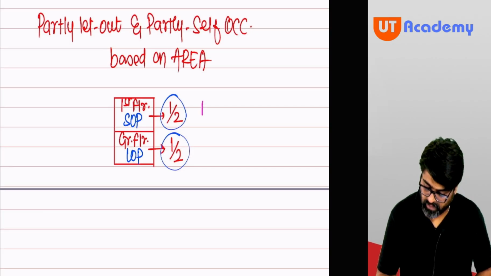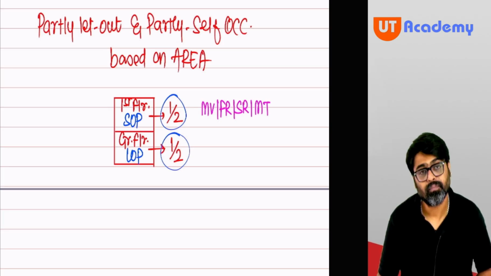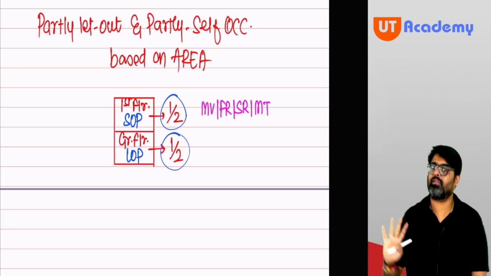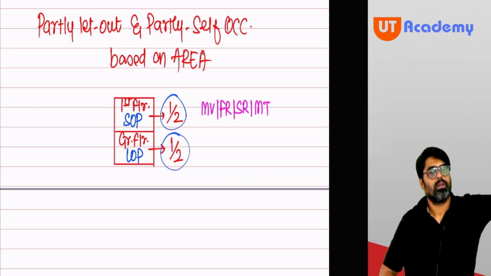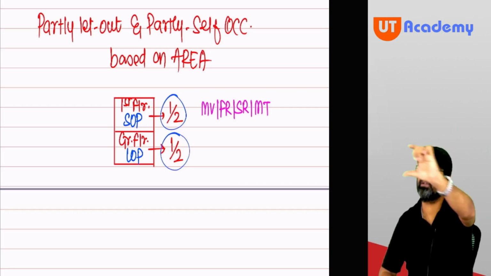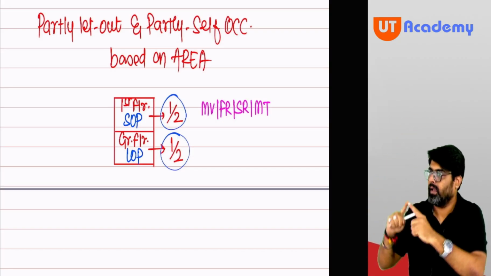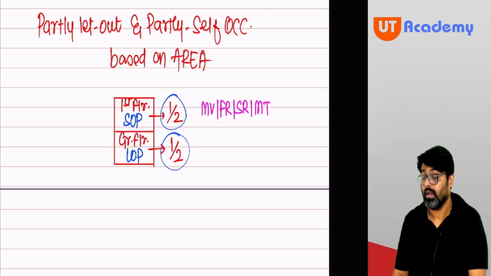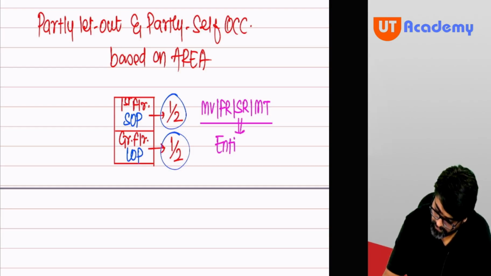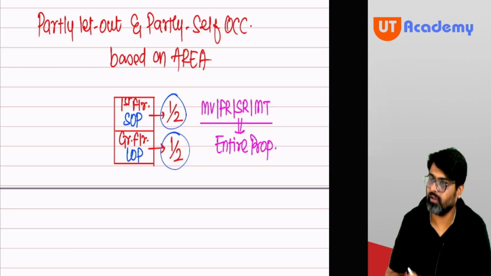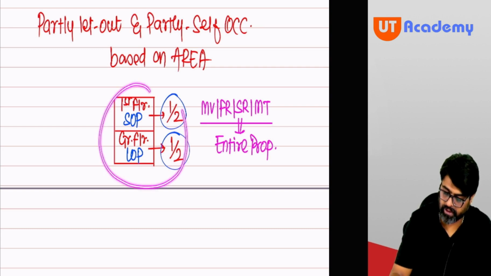Now they are telling the municipal value, fair rent, standard rent, municipal tax. If given floor wise, then there is no problem. If floor wise, that for first floor, this much municipal value, this much fair rent, this much standard rent, and this much municipal tax for first floor, and for ground floor separately, if they are giving, then there is no problem. But what if all these figures are given for the entire property? Is it given for only the let out portion, only the self-occupied portion, or for the entire property?